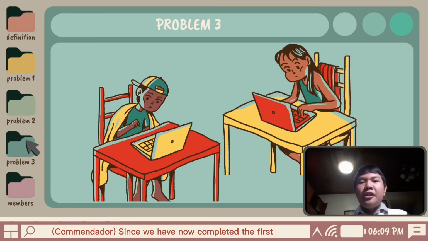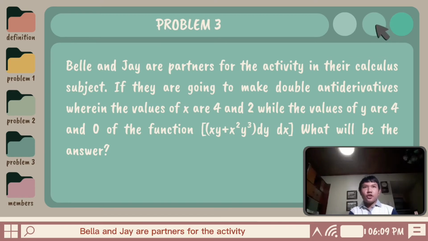Since we have now completed the first two problems, this will be the last one. Bell and J are partners for the activity in their calculus subject. If they're going to make double antiderivatives, wherein the values of x are 4 and 2, while the values of y are 4 and 0, of the integral of the function xy plus x squared y cubed by dy and dx, what will be the answer?